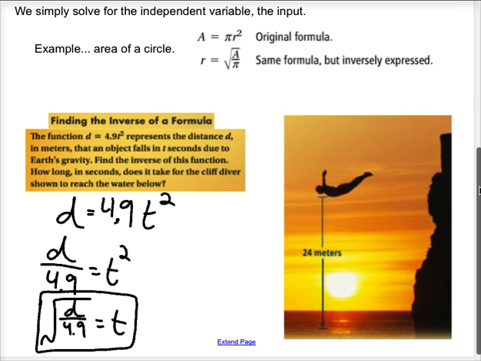So that's what it means in a real world context to find the inverse. It just means solve for the other variable. All right, now going back, it wants to know how long will it take the cliff diver to hit the water. Well, that means I want to plug in that 24 meters. That's my distance, and I'm solving for time.